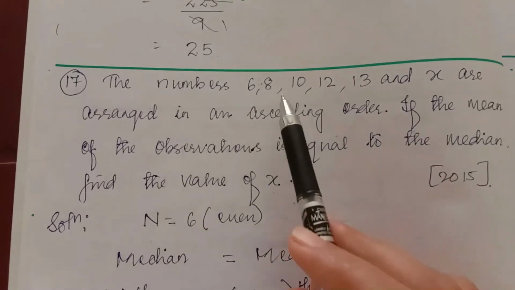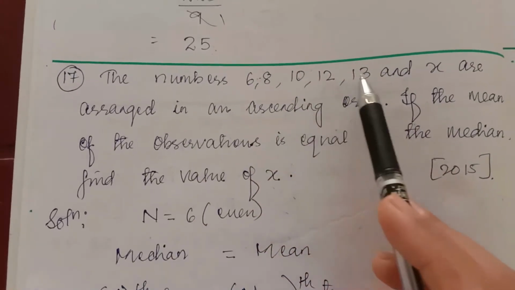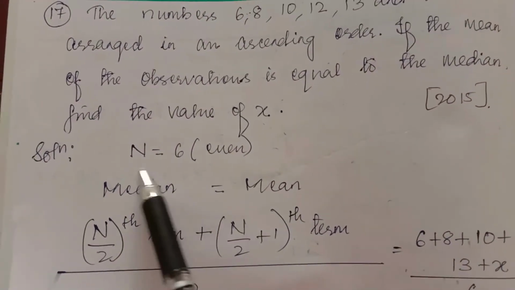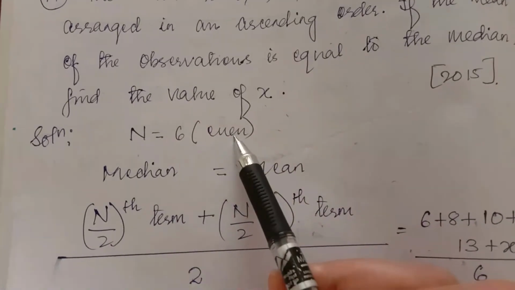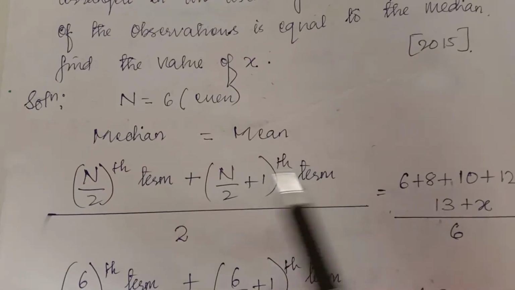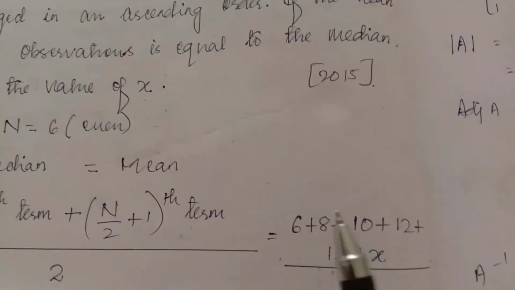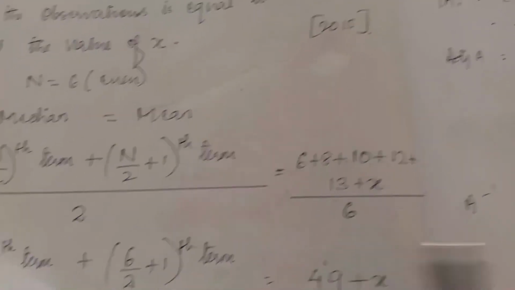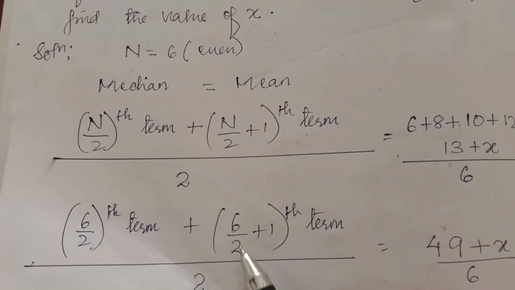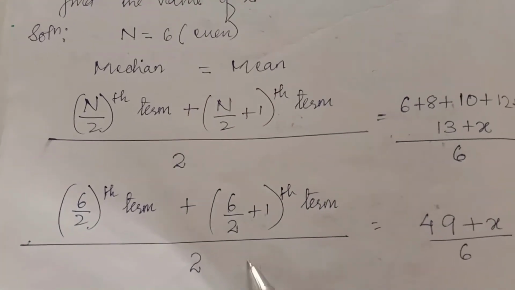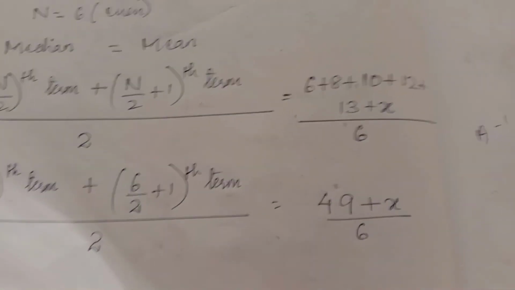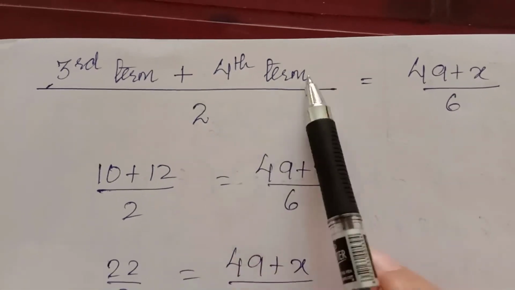So capital N means how many numbers are there? 1, 2, 3, 4, 5, 6. So n is 6, even. The median is equal to the mean. If n is even, the formula for the median is the n by 2th term plus the n by 2 plus 1th term, divided by 2. And mean is very simple: you just add all the numbers, then divide by 6. So it is 49 plus x by 6, or you will get the third term plus the fourth term by 2.